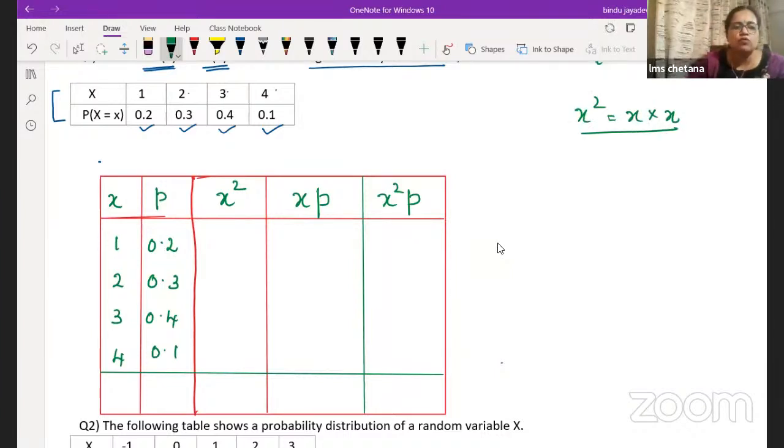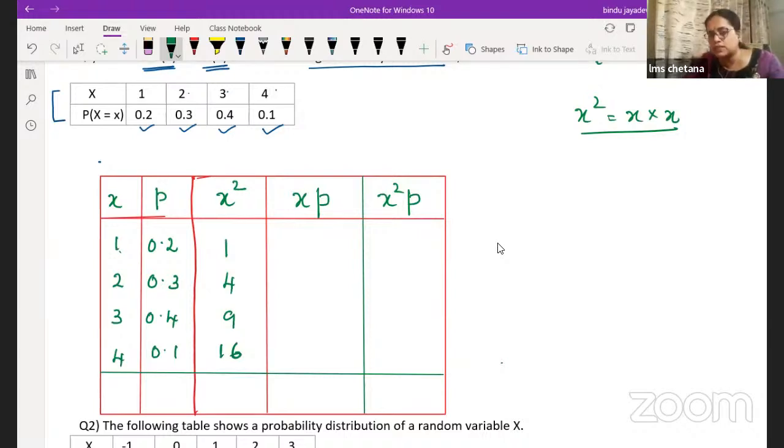That means here, 1 square is 1 into 1, 1. 2 square is 2 into 2, that is 4. 3 square is 3 into 3, 9. 4 square is 16, right? These are all the x squares: 1, 4, 9, 16.